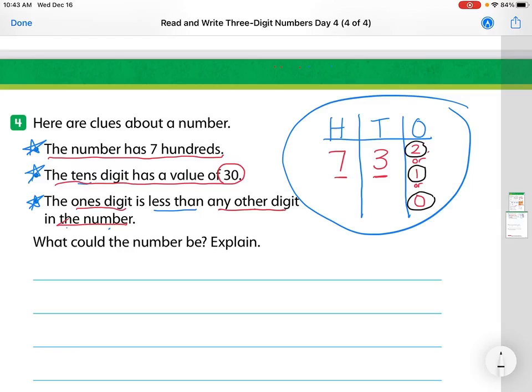Okay? Now, here's the next part of this question. What could the number be? And explain. Well, I basically just told you all the three different three-digit numbers that it could be, and I explained why. So you're just going to take some time now to write down that answer in sentences to explain the 3 different numbers that it could be and why. Go ahead and pause the video and do all your writing.